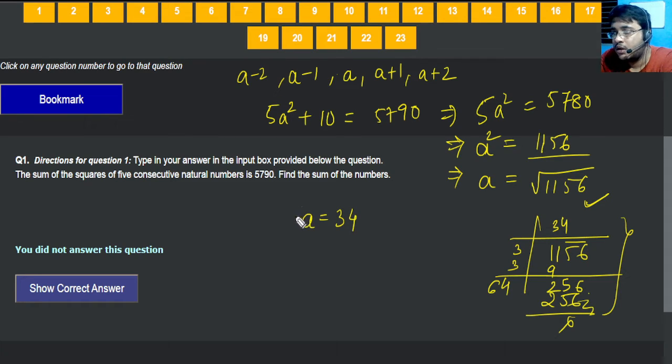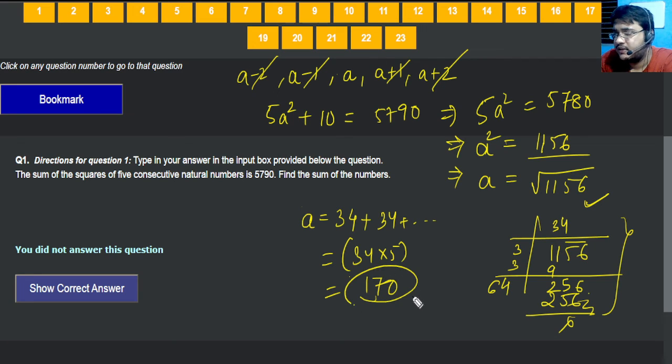But hold on, the answer is not 34. The answer is the sum of these numbers. So 34 plus 1, 34 minus 1. In a way, if you realize, plus 1 and minus 1 will cancel out each other, plus 2 and minus 2 will cancel out each other. So effectively you will be left with 34 plus 34 plus dot dot dot 5 times. In other words, 34 times 5, which is as good as 150 plus 20, that is 170. So this is your answer.